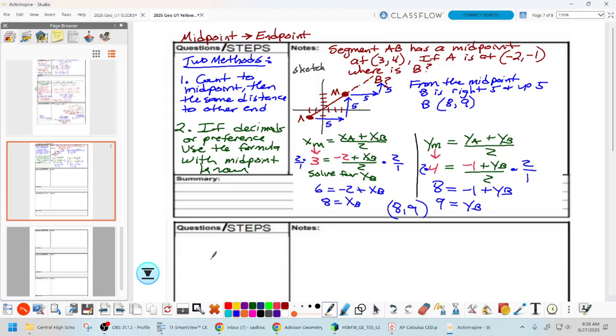So you have 2 methods. Being able to do both, I think you'll find that you have a preference in terms of which one you use. Any questions on that? Okay, let's give you one to try.